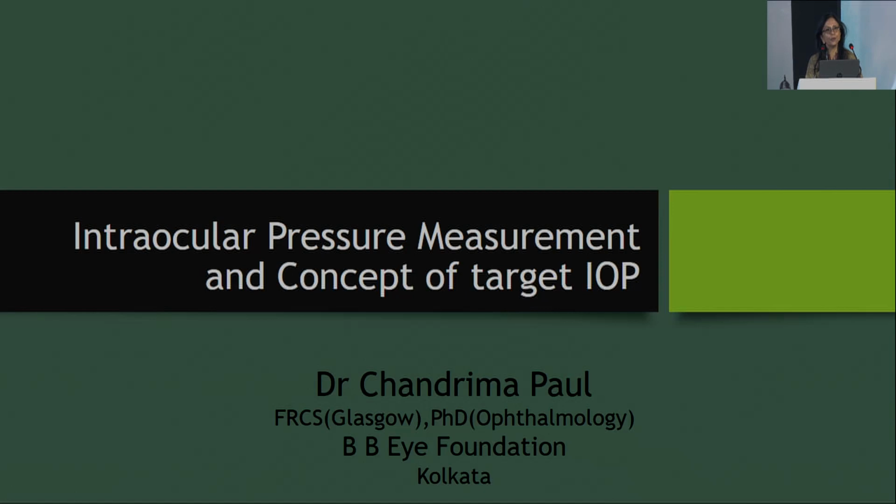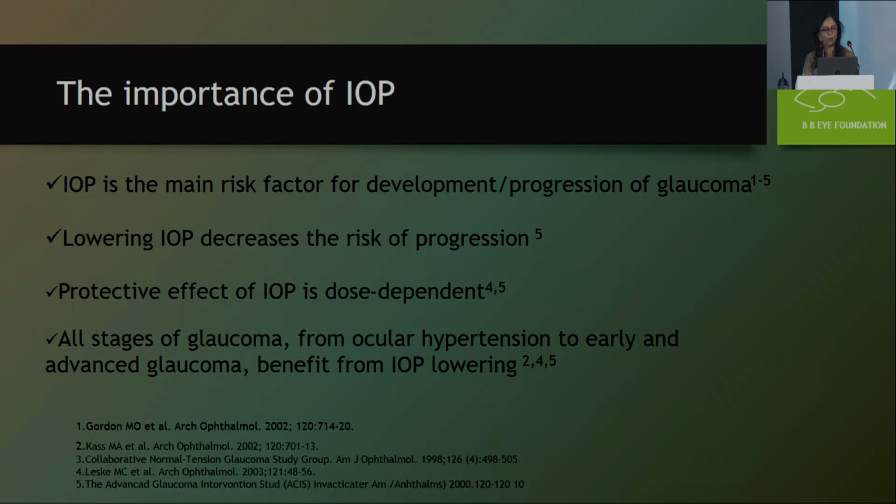And in the next few minutes, I'll take you through intraocular pressure measurements and the concept of target intraocular pressure. So the importance of intraocular pressure is that it is the main risk factor for the development and progression of glaucoma. Lowering intraocular pressure decreases the risk of progression. The protective effect of IOP lowering is definitely dose dependent, and all stages of glaucoma, starting from ocular hypertension to early and advanced glaucoma, benefit from IOP lowering.